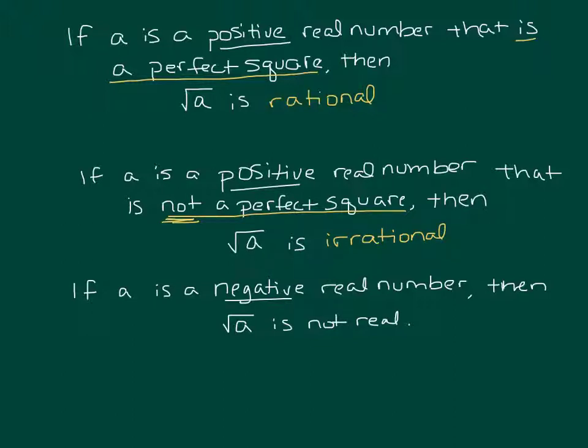Pi is an irrational number. Square root of 2 is an irrational number. Square root of 10 is an irrational number. So any square root that cannot be simplified to a whole number is irrational. If A is a negative real number, then the square root of A is not real. So if you have a negative under the square root, then it's not real.